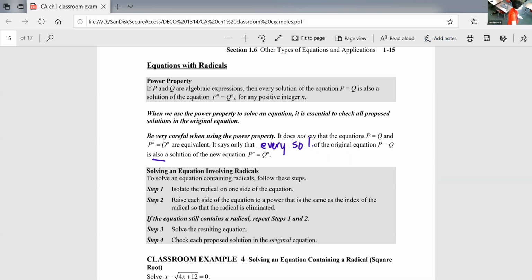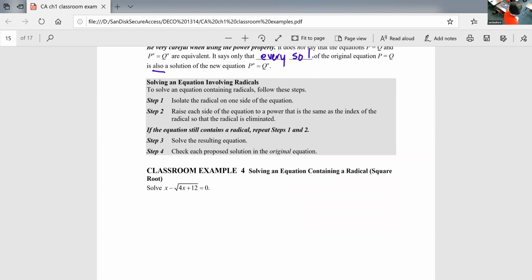So here are going to be the steps that we follow. It says isolate the radical on one side of the equation. All right, you guys should know, especially with all the talk now about coronavirus, what does it mean to isolate? You're going to keep it by itself, all right?